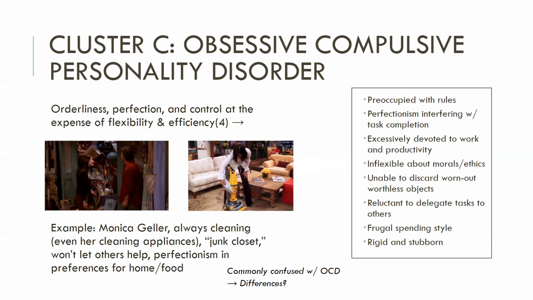Weirdly enough, they may be unable to discard worn out or worthless objects. So I've always found this to be the odd symptom, in that you would think if someone's very clean and perfectionistic, they wouldn't have this hoarding-type tendency. It's not taking over their whole living space, but may encompass a closet or storage unit. Really, where the symptom comes from is a desire to be prepared, and to not get rid of things because you might need them eventually.